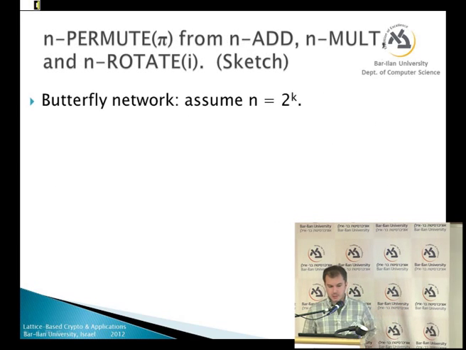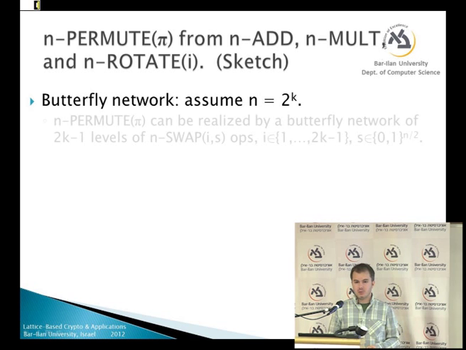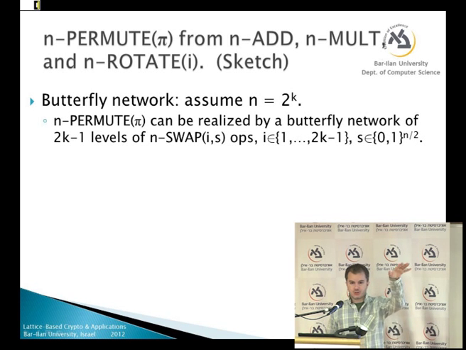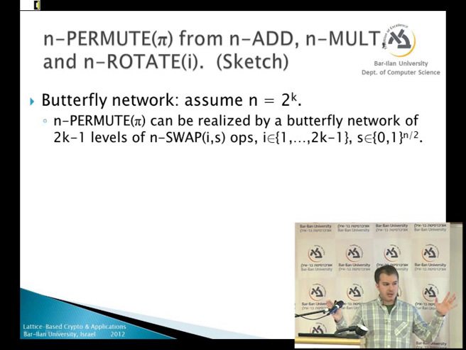Okay, butterfly networks. A butterfly network is how you permute n items where n is 2 to the k. You can construct this network that has n inputs, and it has 2k minus 1 levels, so a logarithmic number of levels. Basically, if you have 128 items, at the first level you swap or not the first and 65th items, the second and 66th items, the items that are distance 64 away from each other, since there are 128 items.